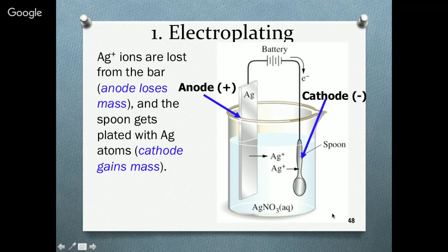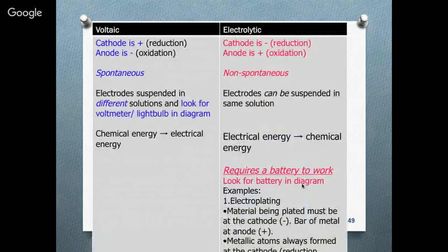What happens is positive ions in the solution are attracted to the negative cathode and stick onto it. They're reduced at the cathode. The ions gain electrons and become atoms and plate onto the spoon. So silver ions are lost from the bar. So the bar, if you look on the left-hand side, is the anode. The metal itself is going to lose electrons. So the atoms turn into ions, and at the cathode, you have silver ions in the solution gain electrons and are reduced. And that's why the spoon is going to get bigger over time, because those ions gained electrons and became atoms at the spoon.